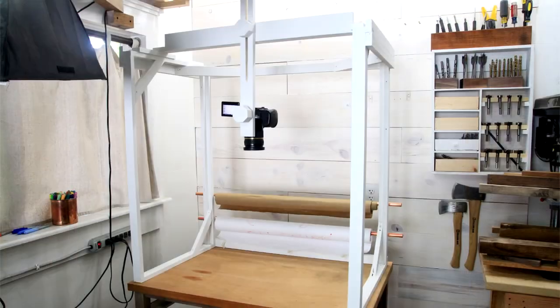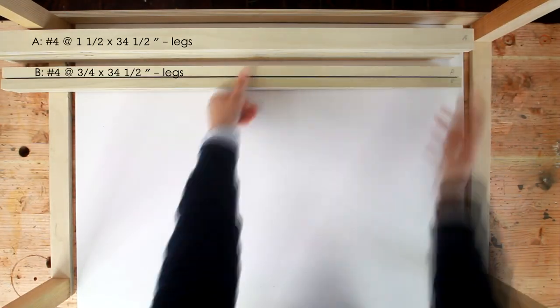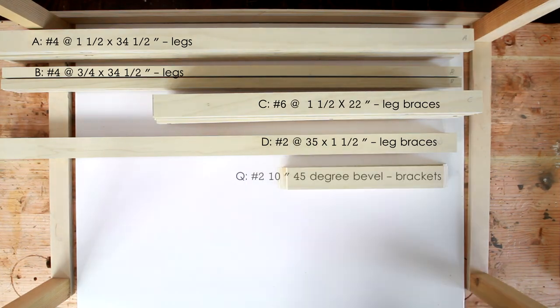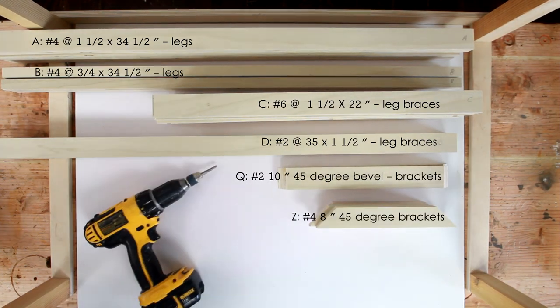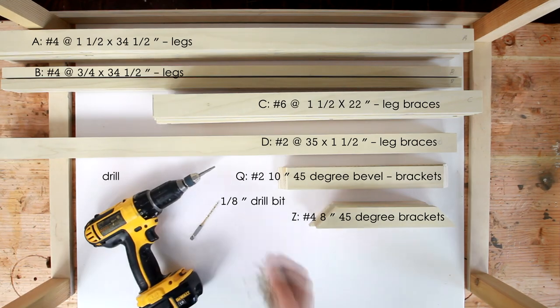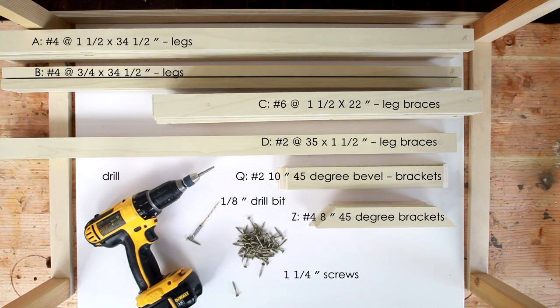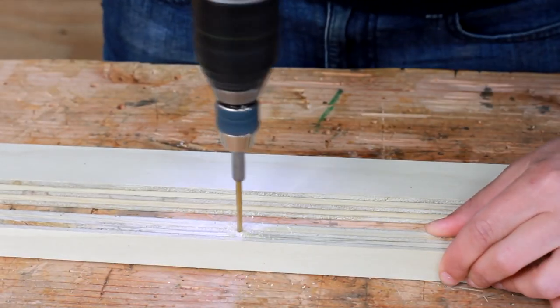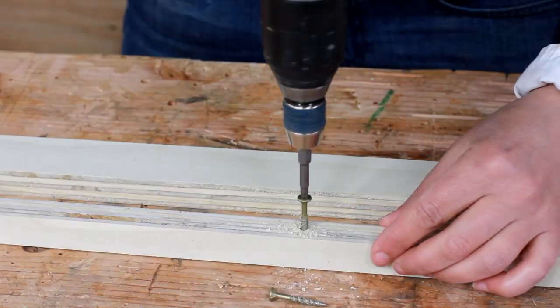So for the frame, you're going to need the following cuts. You're also going to need a drill bit, and some screws. First, let's assemble the legs. Assemble A and B pieces together with 4 screws.